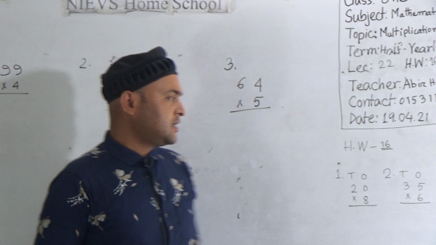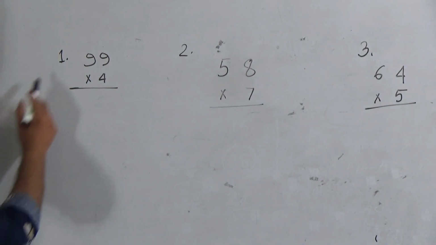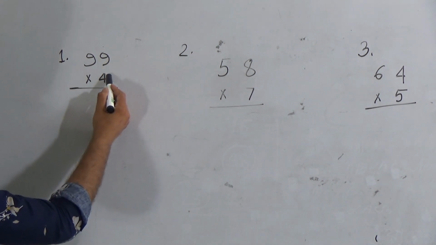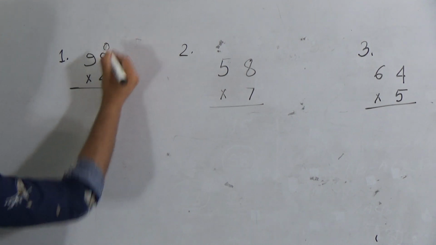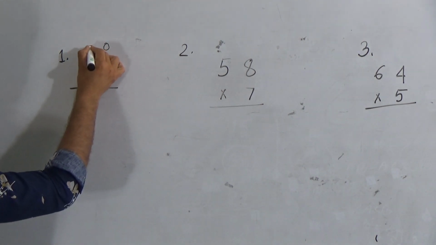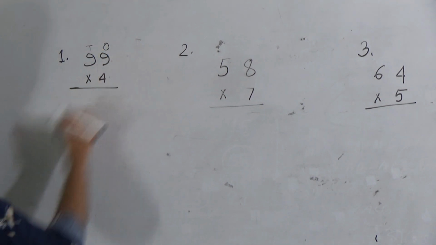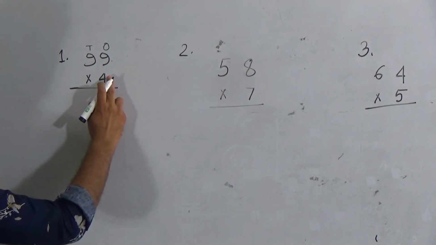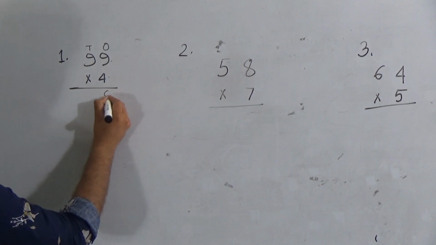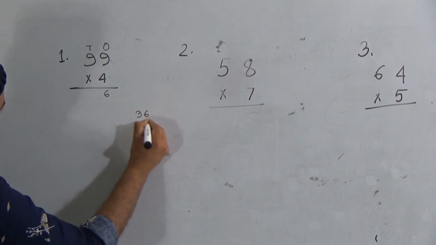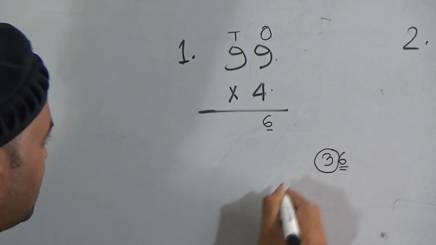Now, my dear students, let's start our class. Look at question 1. Here is 99 times 4. First of all, you look, 9 is in the 1's place and this 9 is in the 10's place. First you have to multiply 4 and 9. My dear students, we know that 4 9s are 36. Here 6 is in the 1's place and you carry 3.